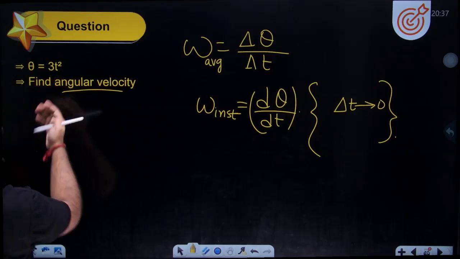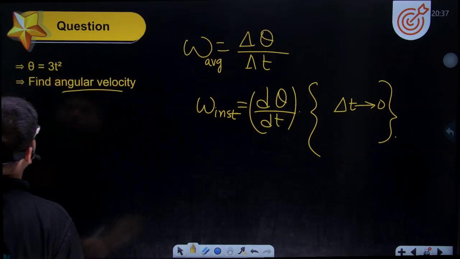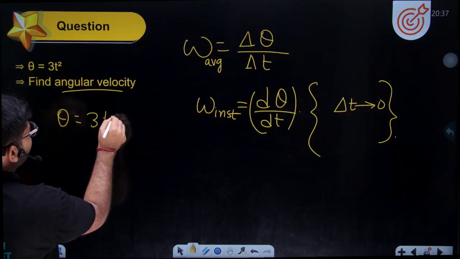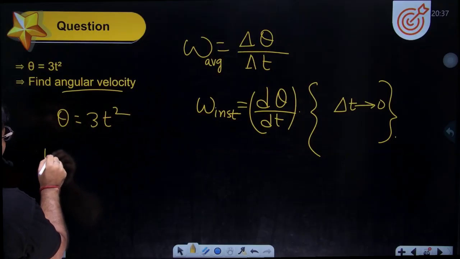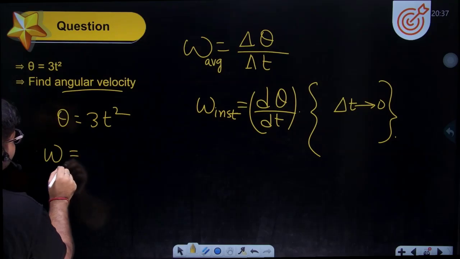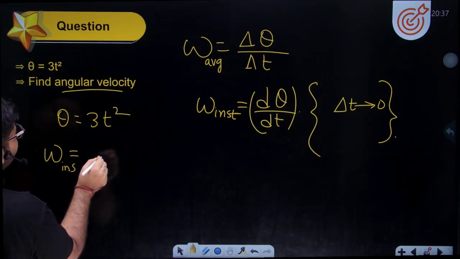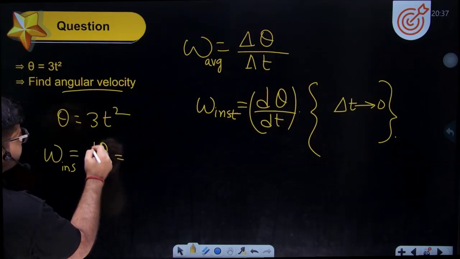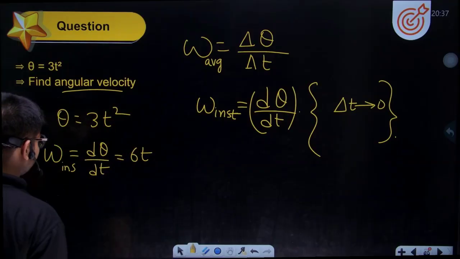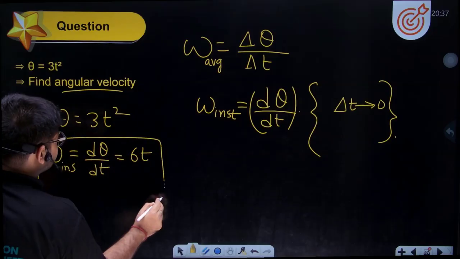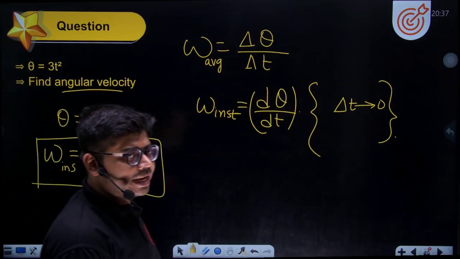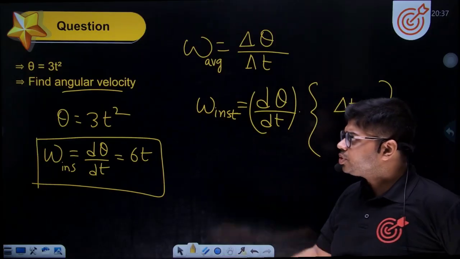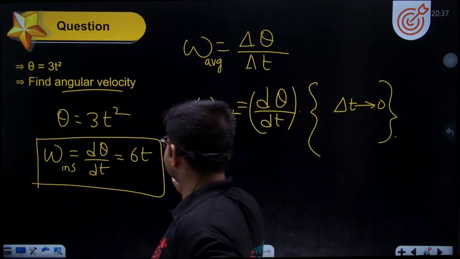So the theta value is given to you. Theta is equal to 3t square. The instantaneous angular velocity, I am going to find it out, d theta by dt. So if you differentiate it, you are going to get 6t. So this is the instantaneous angular velocity that you have got. Now from here, just tell me one thing. Sum तो हो गया, ठीक है. You will write it as the answer.